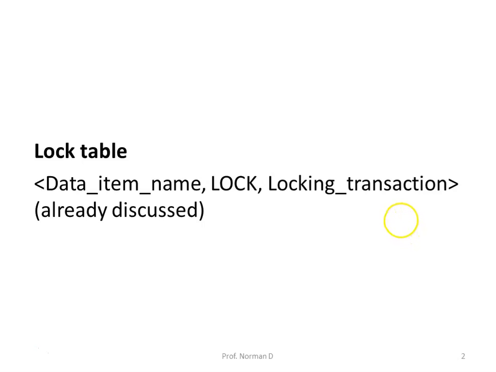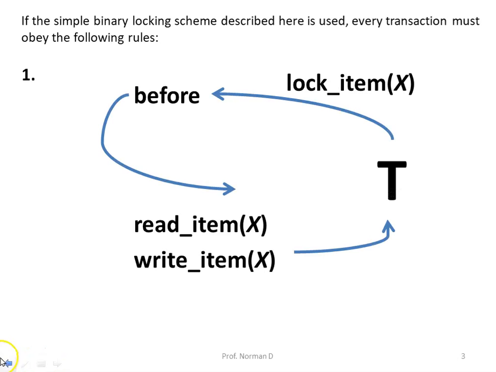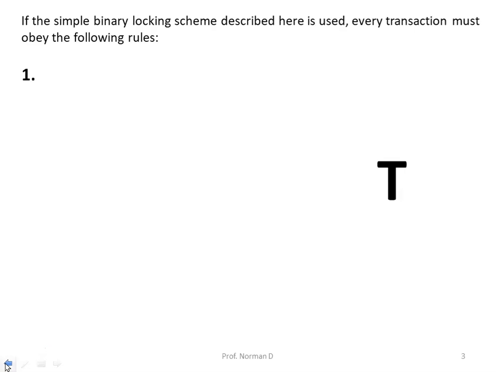The system needs to maintain only these records for items that are currently locked in a lock table. Items not in the lock table are considered to be unlocked. Now the DBMS has a lock manager subsystem which keeps track of and controls accesses to the locks.